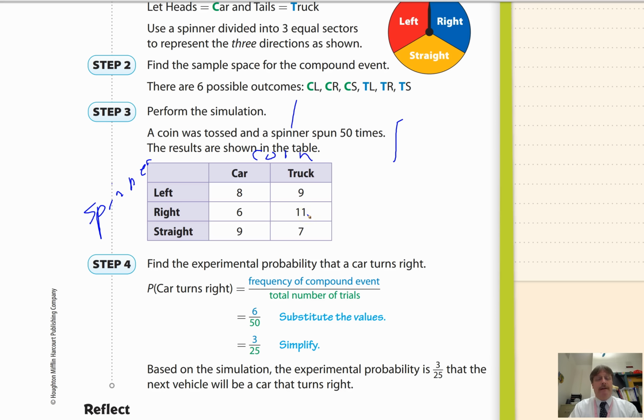So now we're looking for the probability of a car turning right. So we go down the car, we go here. So that's going to be 6 times. And then they did this 50 times. So 6 over 50. So the probability of a car turning right is going to be 6 times out of 50. And they simplify it again, with that proportional relationship, and it's 3 out of 25. So that's what they would expect here.